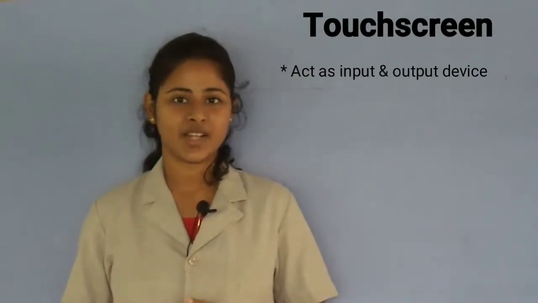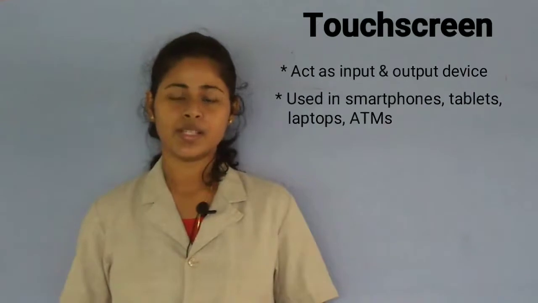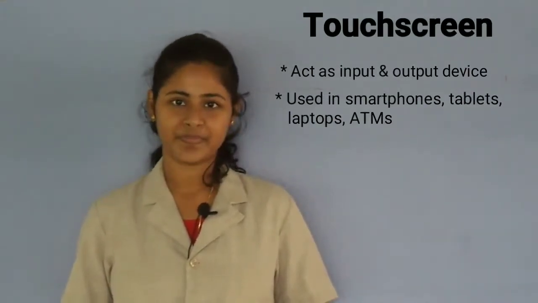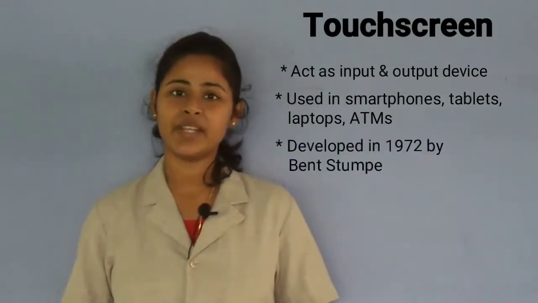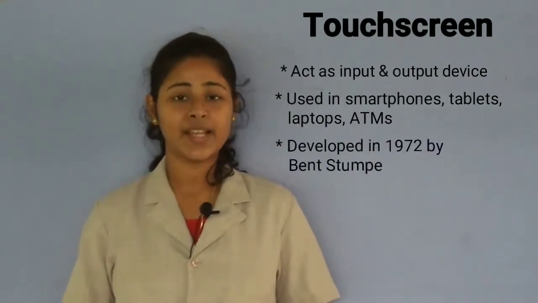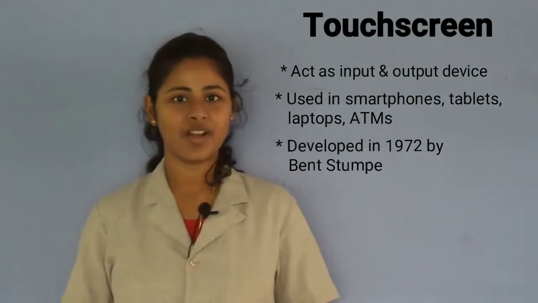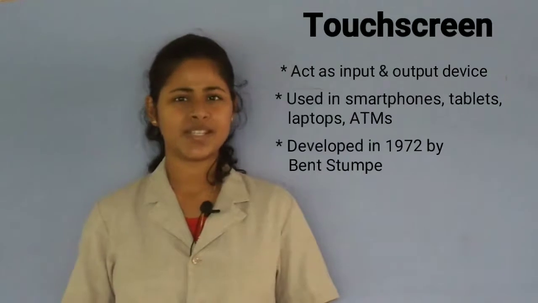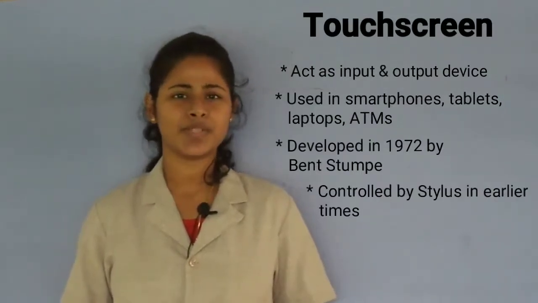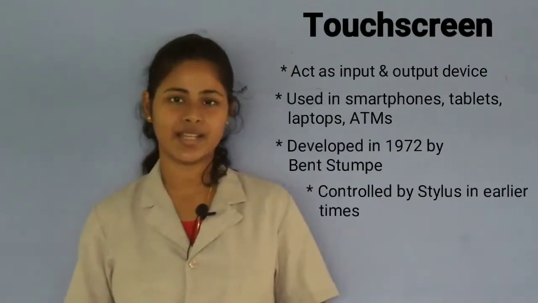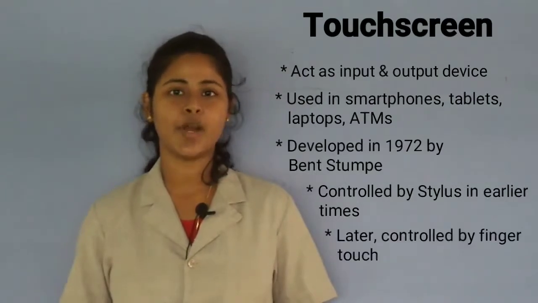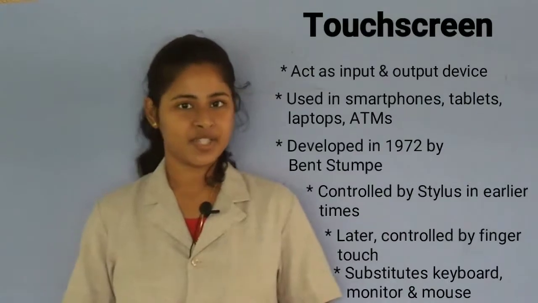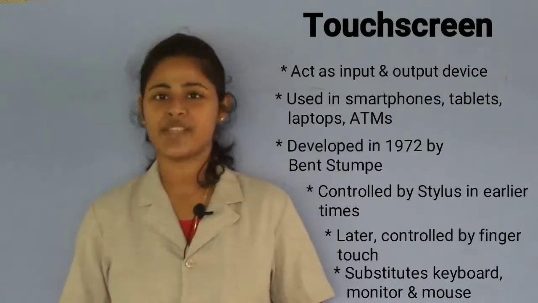And this touchscreen technology is widely used in smartphones, tablets, laptops, ATMs, etc. This technology was developed in 1972 by a Danish electronic engineer called Ben Stump. In earlier times, touchscreen devices were controlled by using a specially designed pen known as stylus. Later, touchscreens can be operated by our finger touch. And this technology substitutes monitor, keyboard and mouse facilities.